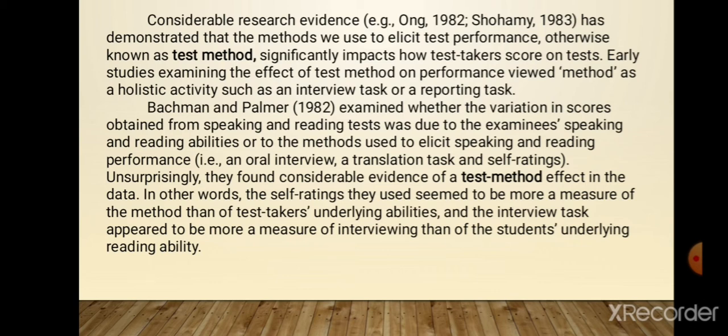Bachman and Palmer 1982 examined whether the variation in scores obtained from speaking and reading tests was due to the examinee's speaking and reading abilities or to the methods used to elicit speaking and reading performance, for example, an oral interview, a translation test, and self ratings. And surprisingly, they found considerable evidence of the test method effect in the data. In other words, the self ratings they used seem to be more a measure of the method than of test takers' underlying abilities, and the interview tests appear to be more a measure of interviewing than of the student's underlying reading ability.